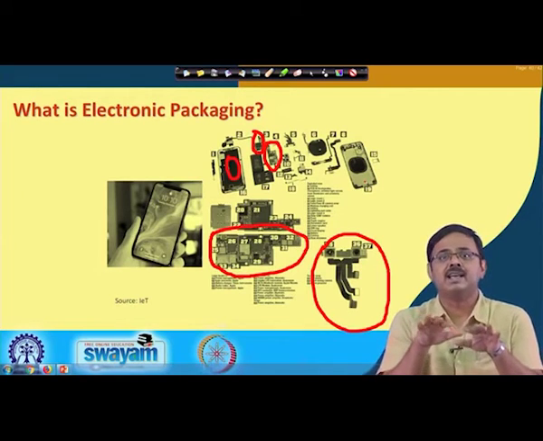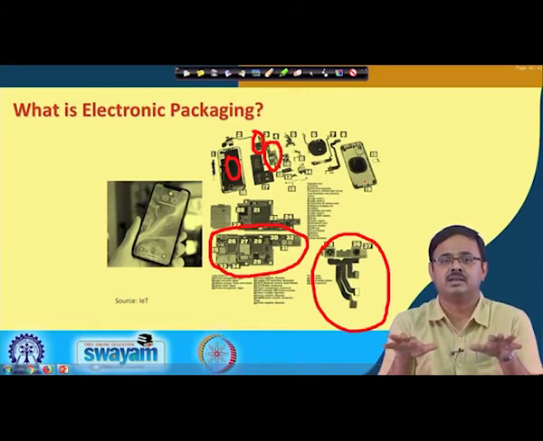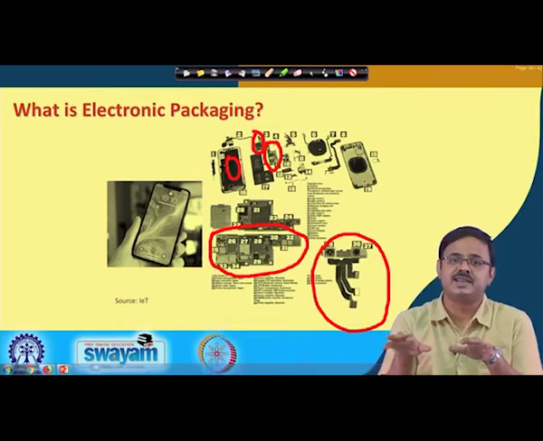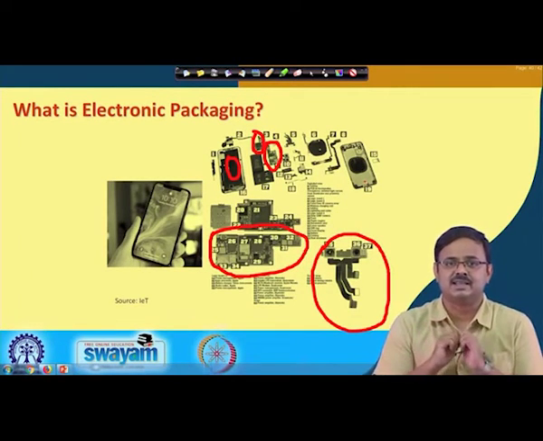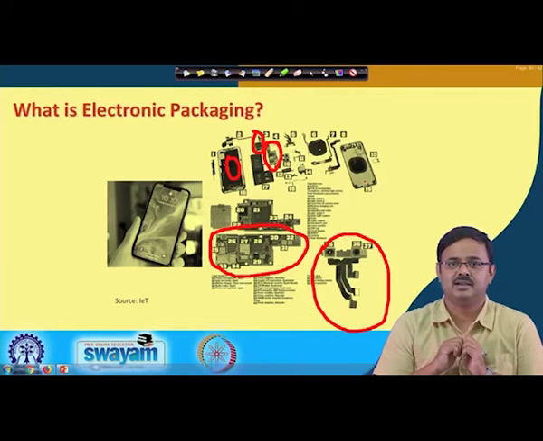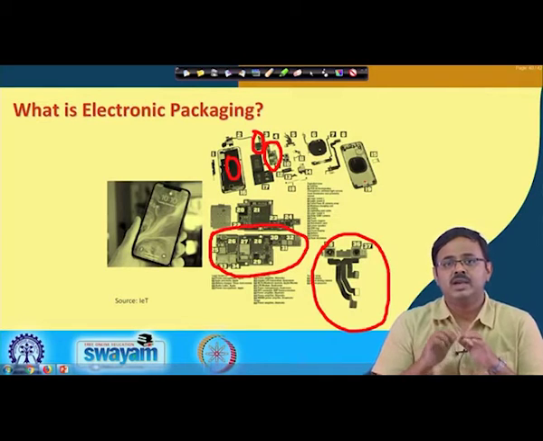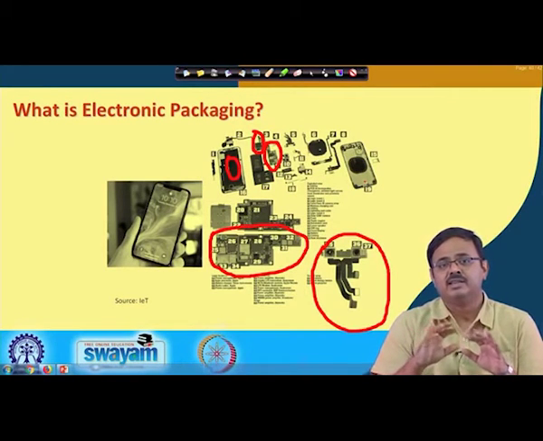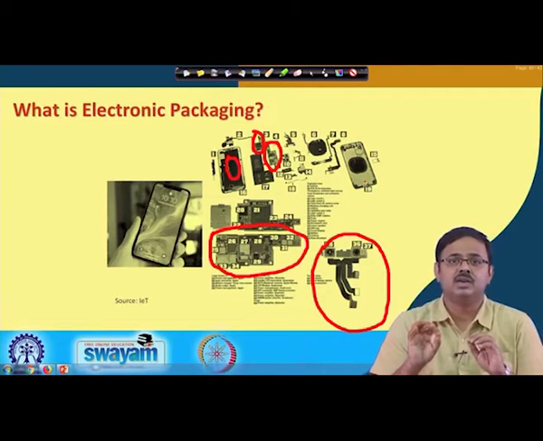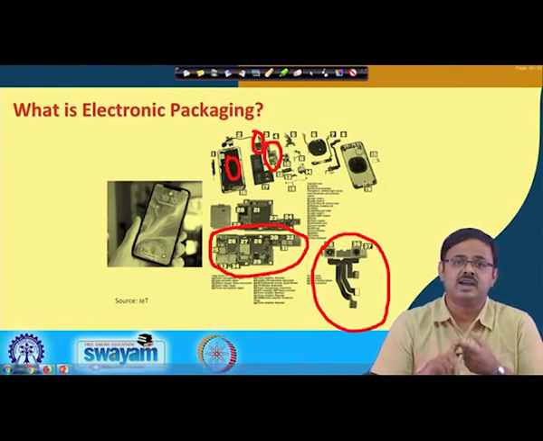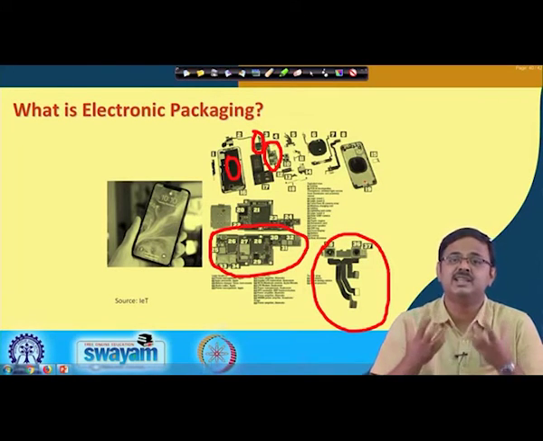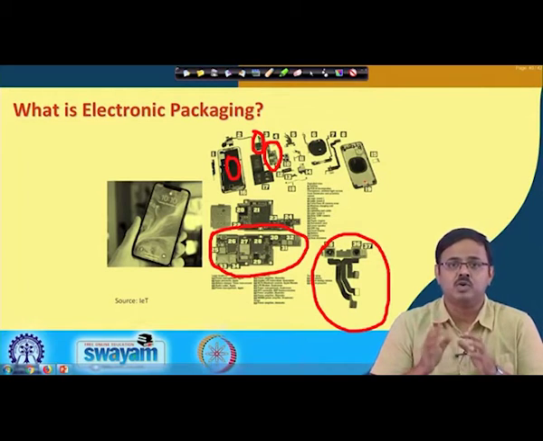Which means there has to be perfect communication through exchange of signals between these various components inside. The different devices talk to each other through what we will learn later as interconnect technologies, and that is an essential requirement of a good electronic product.